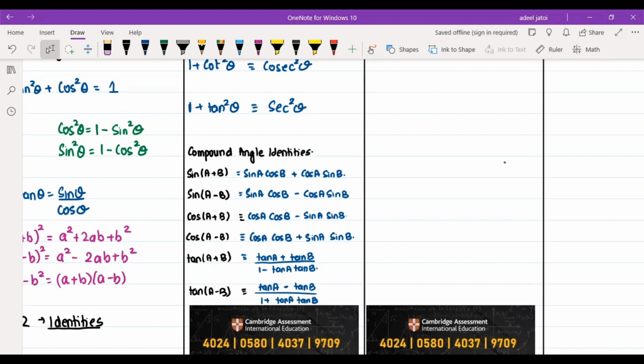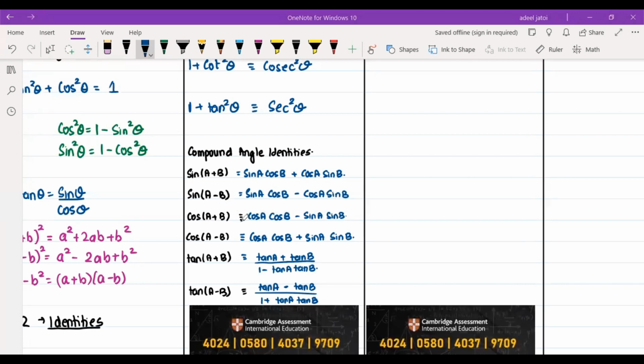So we remember them as: sine A plus B. So sine A cos B, then we have cos A sine B. Since it is plus, we write down plus. If it is sine A minus B, write down sine A cos B. Since it is minus, we write down minus cos A and sine B.